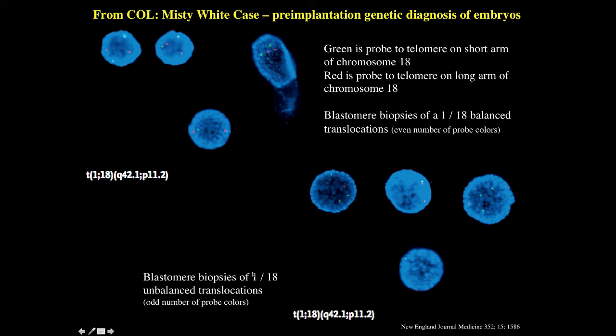Here's blastomere biopsies from a 1;18 unbalanced translocation. There's an odd number of probe colors. Here you see 3 green and 1 red. Here 2 red, 1 green. We'll talk about the significance of balanced and unbalanced chromosome translocations in a later podcast, and this will help you to understand the significance of this case that you've looked at in another one of your courses.